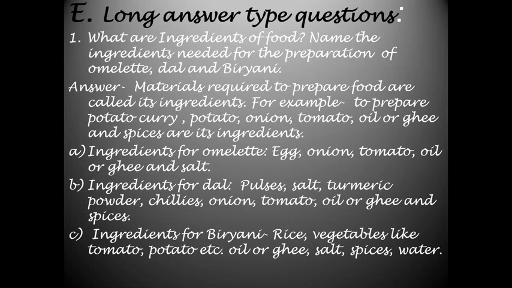Ingredients for preparing omelette. Egg, onion, tomato, oil or ghee, and salt are required to prepare omelette. Ingredients for dal. You need the required pulses, salt, turmeric powder, chilies, onion, tomato, oil or ghee, and spices. Ingredients for biryani. You need rice, vegetables like tomato, potato, etc., oil or ghee, salt, spices, and water.